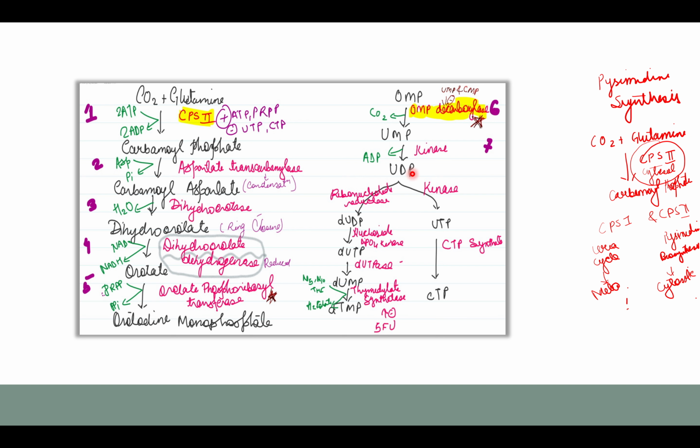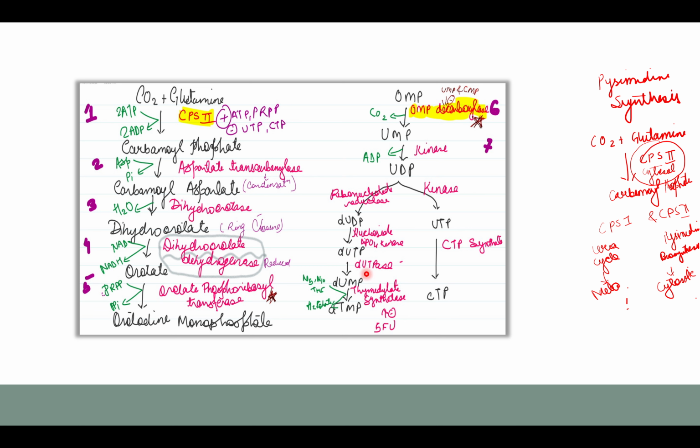Now the UDP which is formed is acted on by kinase leading to formation of UTP. This UTP gets converted to CTP in the presence of CTP synthetase. The UDP which is formed gets converted to deoxyuridine diphosphate in the presence of ribonucleotide reductase utilizing thioredoxin, and this deoxyuridine diphosphate gets converted to dUTP in the presence of nucleoside diphosphate kinase.